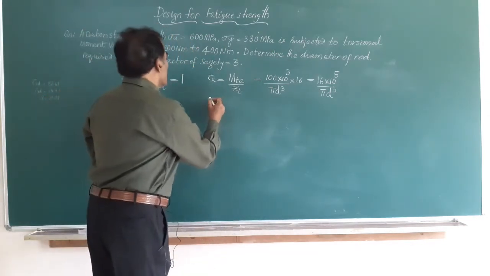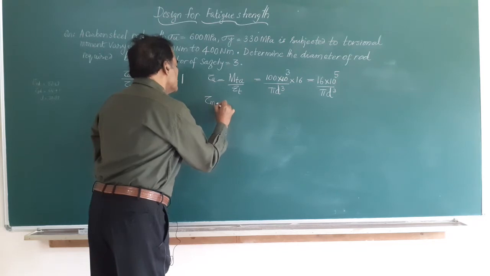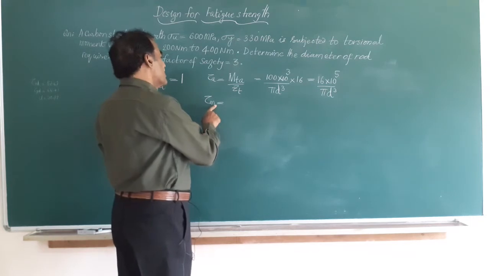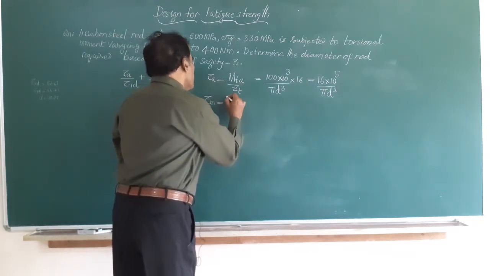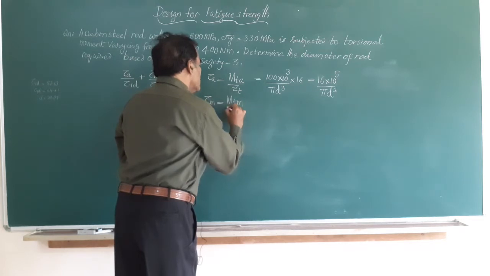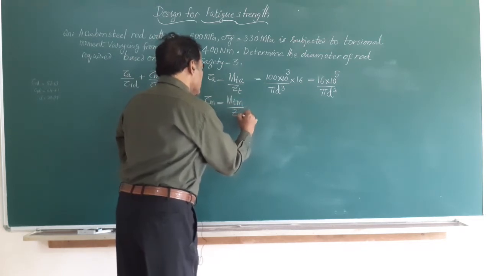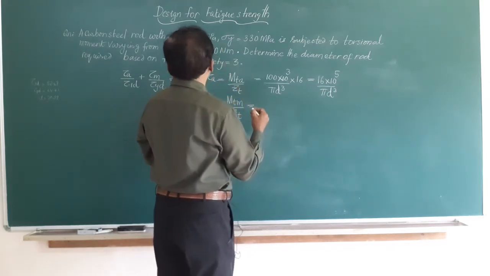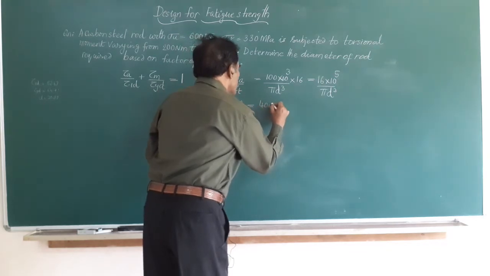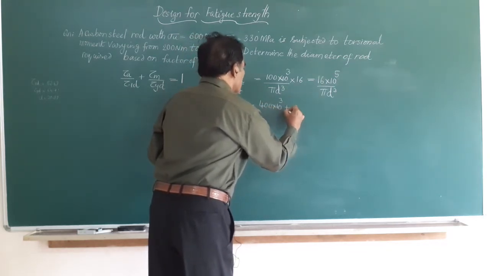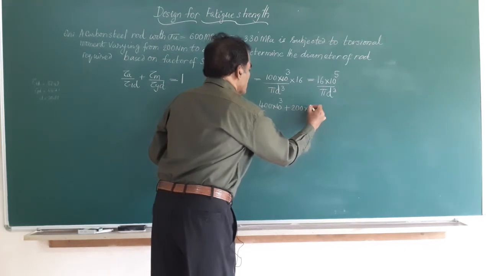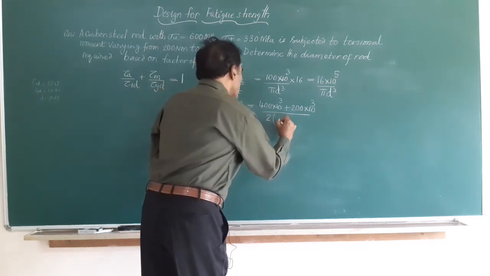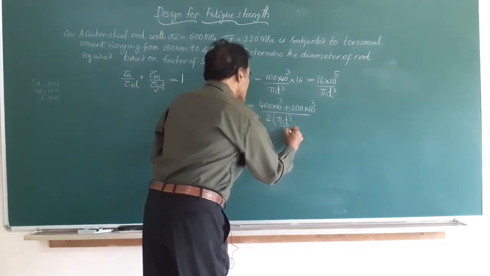Similarly, friends, let us calculate what is tau_m. Tau is shear stress, m stands for mean. So, tau_m is shear stress mean value, that is given by M_tm, that is the mean torque, divided by Z_t, that is pi d cube by 16. M_tm is the average of these two values of torque, that is 400 into 10 to the power of 3 plus 200 into 10 to the power of 3 divided by 2, which is the mean value, divided by pi d cube by 16.